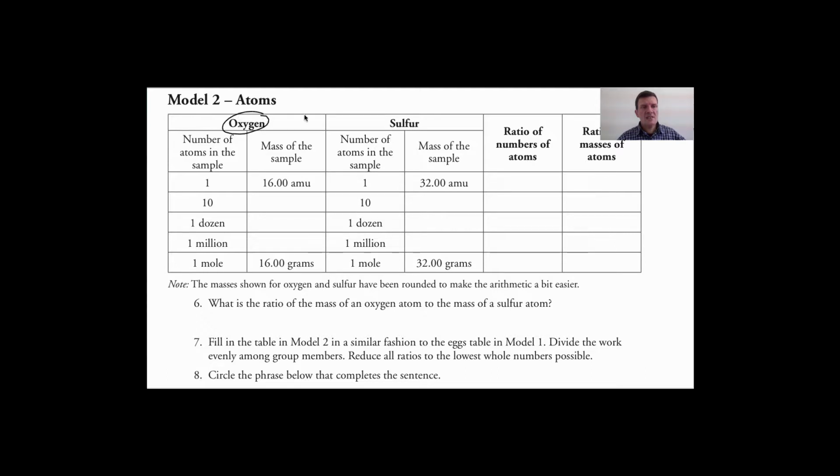So let's say we have oxygen and sulfur, just like we had chicken eggs and quail eggs. Number of atoms, mass, and you can see where this is going, right? And these numbers here have been rounded for us. So a single atom of oxygen is about 16 atomic mass units. A single atom of sulfur is about 32 atomic mass units. That's a tiny, tiny unit, by the way.